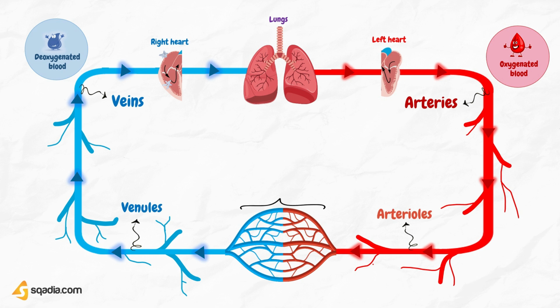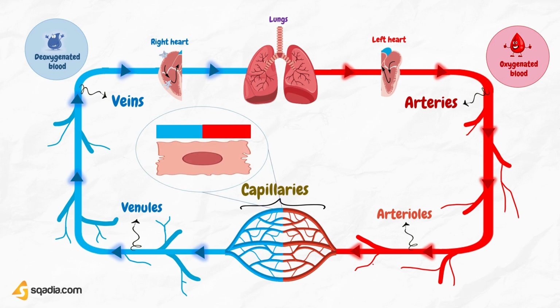Then, at the level of tissues, these arterioles give rise to capillaries, where gaseous and small molecular exchange occurs between capillaries and tissues. As a result, tissues get oxygen and required nutrients, and in return release wastes and carbon dioxide into the blood, making it deoxygenated again. This deoxygenated blood then moves from capillaries into the small venules. These venules merge to form veins, and veins again carry that deoxygenated blood back to the heart, and this whole cycle continues. This was a complete overview of the circulation of blood.